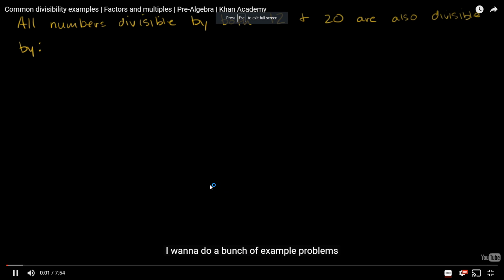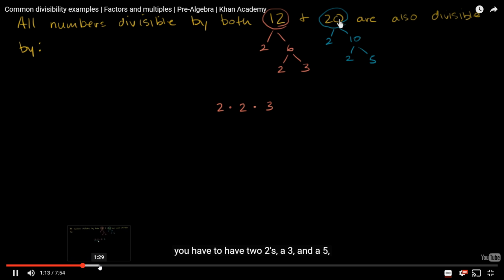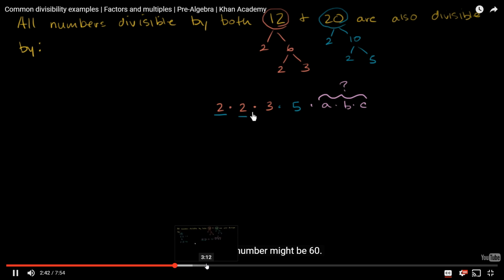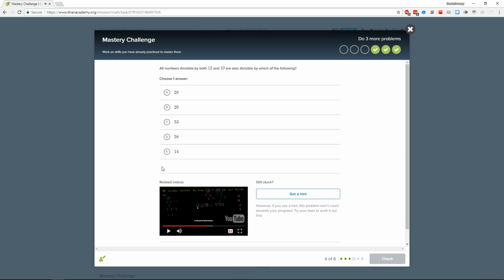In this video I want to do a bunch of example problems that show up on standardized tests. If a number is divisible by 12, any number that's divisible by both, you have to have 2 2's, a 3, and a 5. 12 is 2 times 2 times 3. Find the prime factorization.